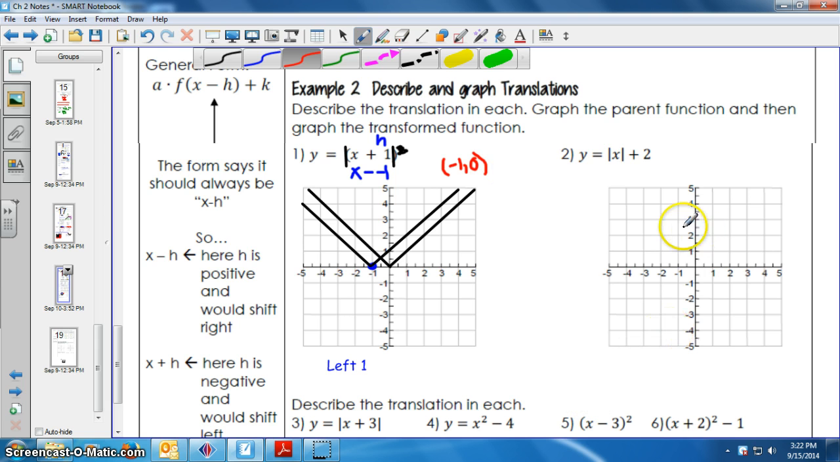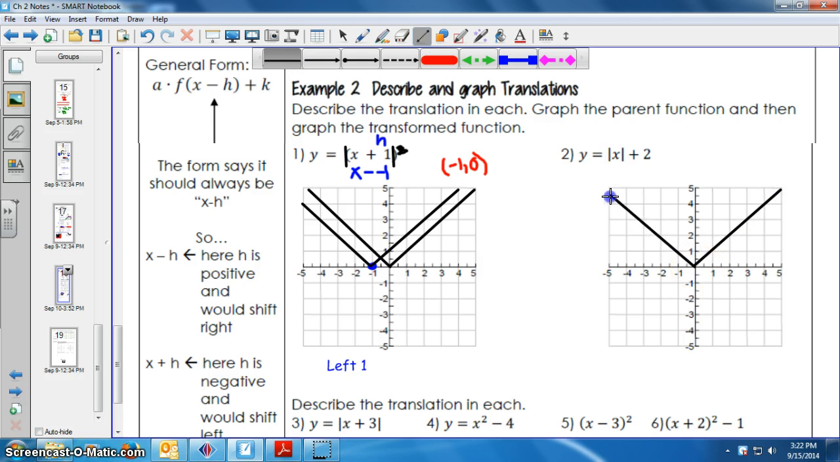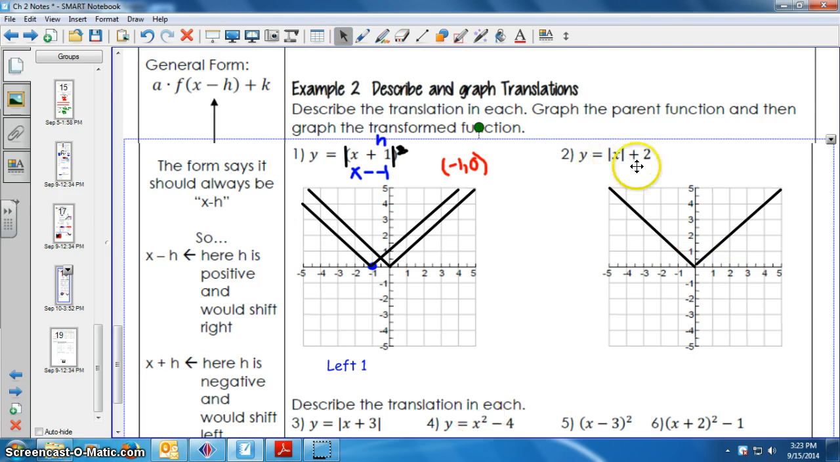All right, so let's take a look at the next one. So I'm just going to first draw our original parent function. And we are going to look and see what's happening here. So nothing's on the inside. We have something out back here. So that means that we're moving vertical. Anything on the outside's vertical movement.